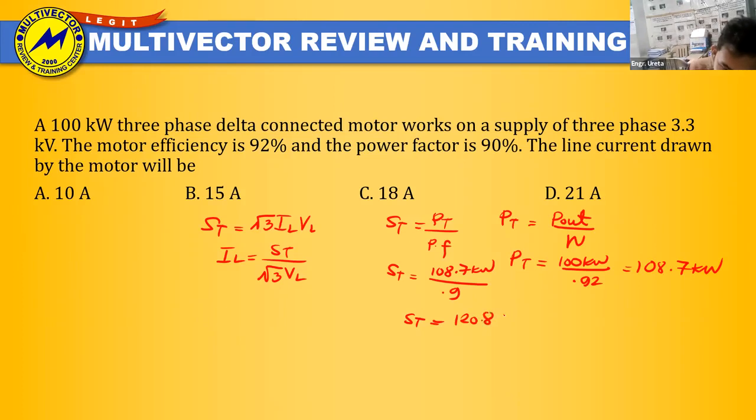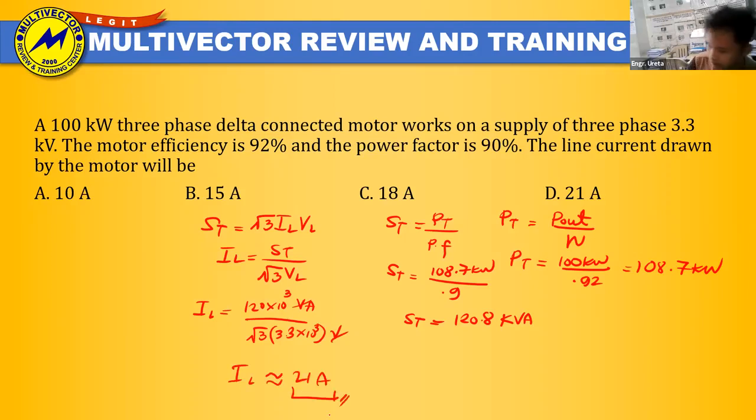Okay, so 120.78 kilovolt-amperes. IL therefore is 120.78 times 10 raised to 3 volt-ampere all over square root of 3 ng line voltage natin. Line voltage is 3.3 kilovolts. Our IL is approximately 21 ampere. Okay, so yan yung problem number 98 natin.